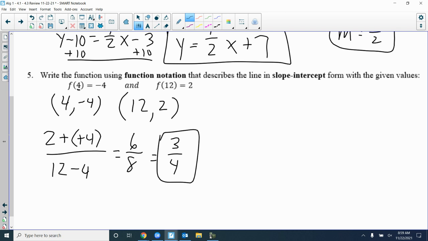Okay, and we got an answer? Anybody else get 3/4 x minus 7? Did you get that? All right, you're good. If you didn't get it, let me see. Okay, I'll just work through it.